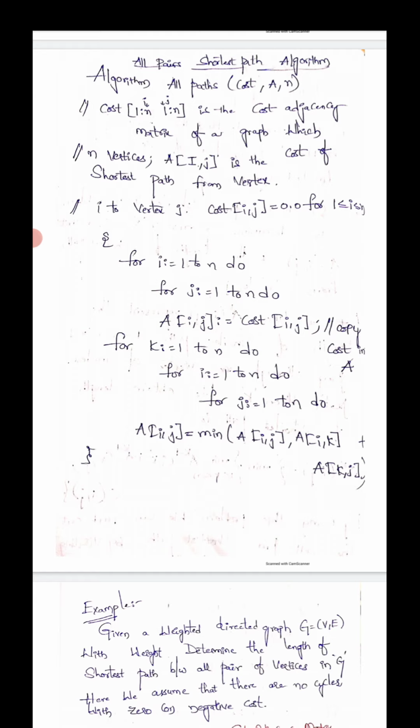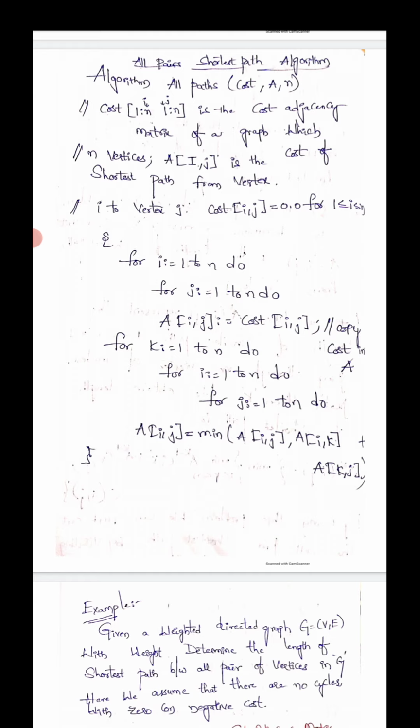Copy cost into A. Next, you have to write the for loop condition. For k assigned 1 to n, do. Next, for I equal to 1 to n, do. And then for j equal to 1 to n, do. Next, you have to apply the general formula here.